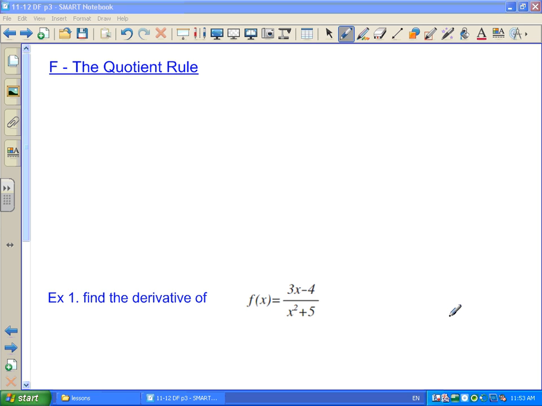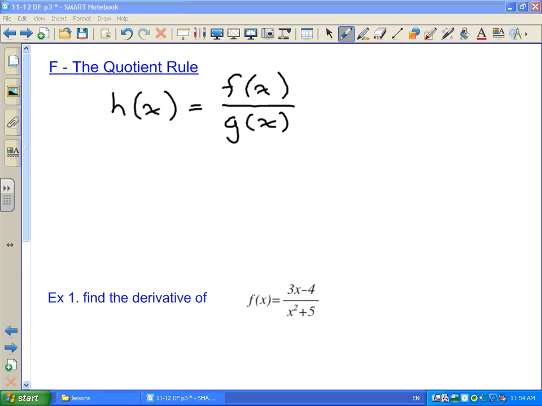So let's say that we are given some function. Again, we'll use h of x, which instead of being a product of two functions is instead a quotient of two functions, f of x divided by g of x, where again f of x and g of x are both functions of x and are differentiable everywhere on the domain of h of x. So the rule for finding the derivative h prime of x is a little bit more complicated than the product rule, but still similar.